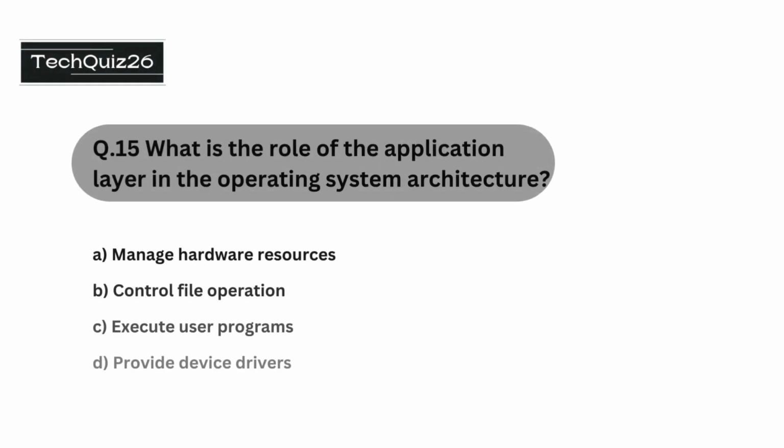Question number 15 is, what is the role of the application layer in the operating system architecture? The options are manage hardware resources, control file operations, execute user programs, provide device drivers. The correct option is execute user programs.